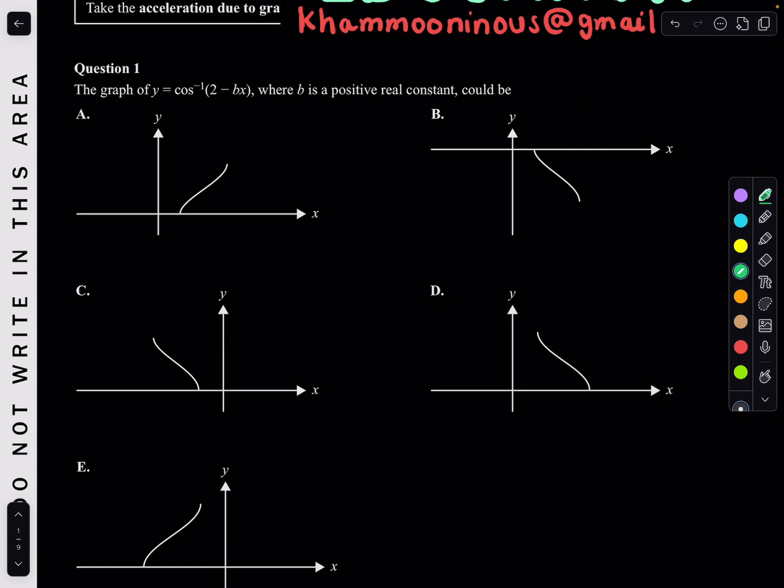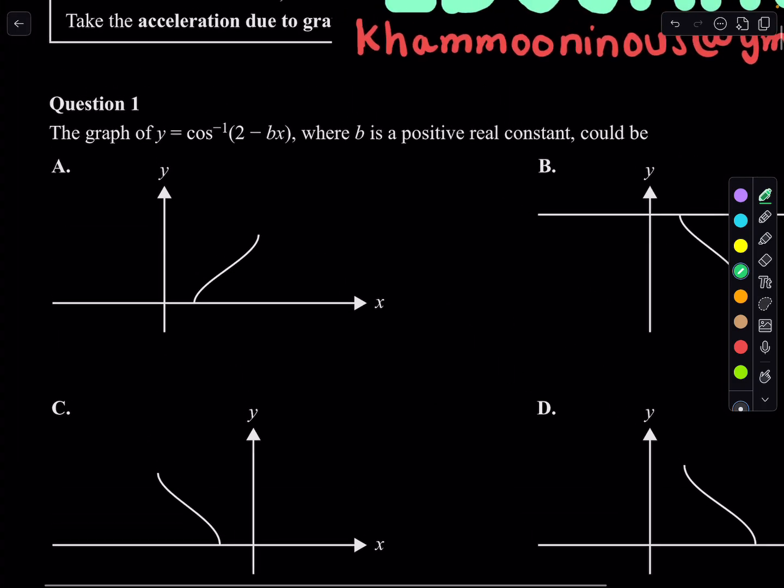Question 1. The graph of cosine inverse of 2 minus bx, where b is a positive real constant, could be what? Just sub in a positive value for b. So let's sub in b equals 1, since it's a positive real constant. And what would the graph look like? It'll be cosine inverse of 2 minus x.